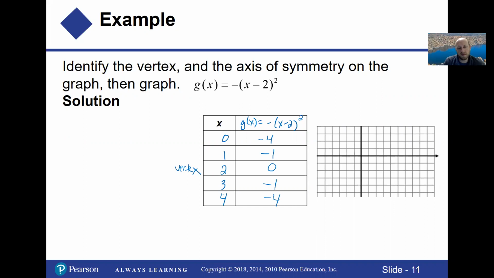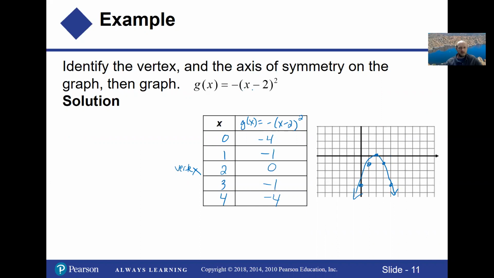If you're choosing your own and you don't know how to get good x values right away, you can still figure out your vertex this way. It might just take you a little bit longer, but it's going to look something like this. 0, -4 is down there. 1, -1, 2, 0, 3, -1, and 4, -4. So this one's going to be opening downward. We could have figured that out right away because our value right here is negative.